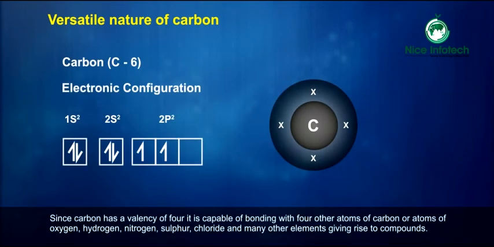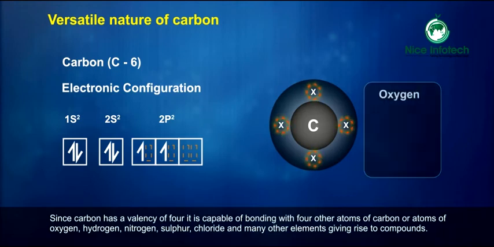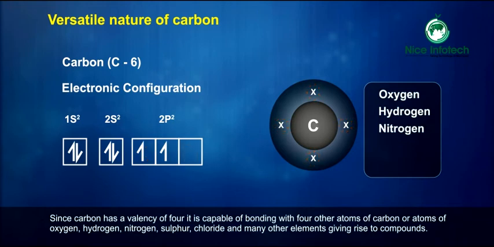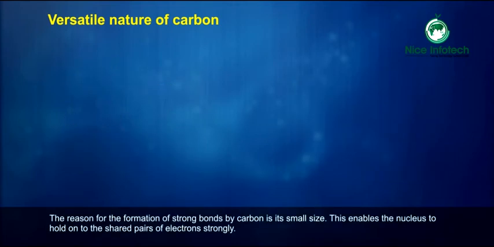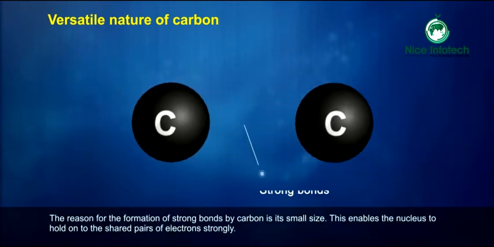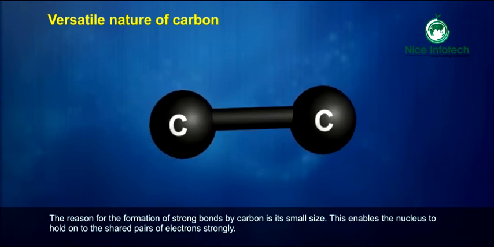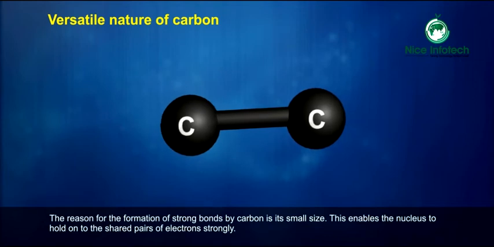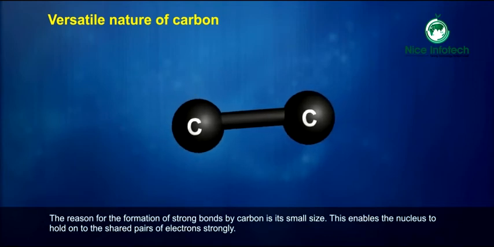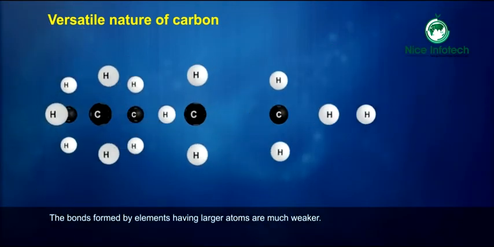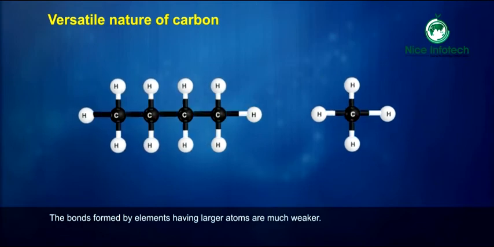Since carbon has a valency of 4, it is capable of bonding with 4 other atoms of carbon or atoms of oxygen, hydrogen, nitrogen, sulfur, chlorine, and many other elements, giving rise to compounds. The reason for the formation of strong bonds by carbon is its small size. This enables the nucleus to hold on to the shared pairs of electrons strongly. The bonds formed by the elements having larger atoms are much weaker.